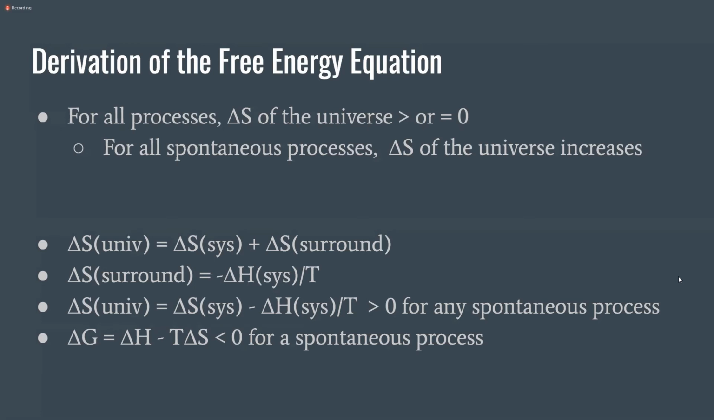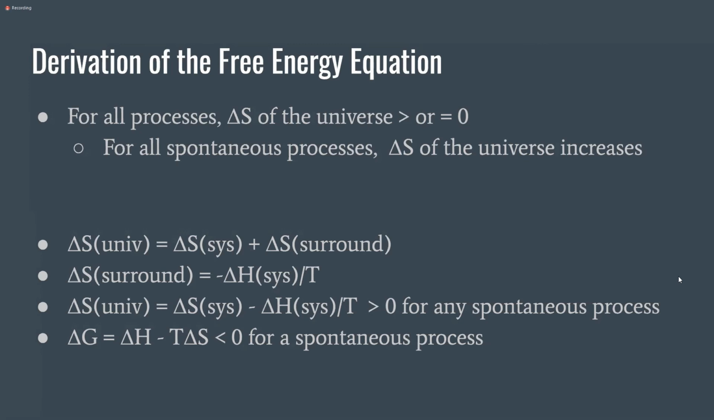Then delta S of the universe is equal to the change in entropy of our system. By the way, this is all detailed stuff. I really highly doubt they'll ask you about it on an exam. I just want to go a little bit over the derivation we did in class. So delta S of the universe is equal to the sum of the delta S of the system plus the delta S of the surroundings. And we can say that the delta S of the surroundings is equal to the heat flow into the surroundings, which can be represented by delta H. So we can say it's negative delta H of the system over T, and then putting that back into our delta S of the universe equation, we get delta S of the system minus delta H of the system over T. And we say that this has to be greater than 0 for any spontaneous process.